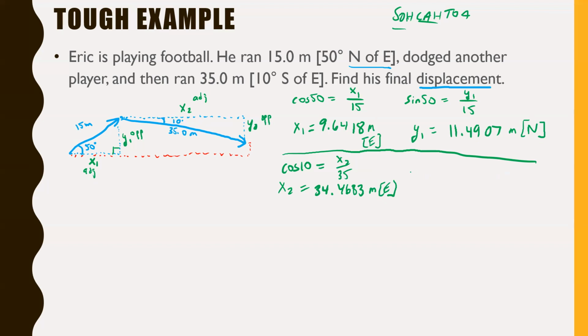So the next number we got to find, of course, is our Y2. That is our opposite side of this triangle. So opposite and hypotenuse will be sine. So we'll say sine of 10 equals Y2 over 35.